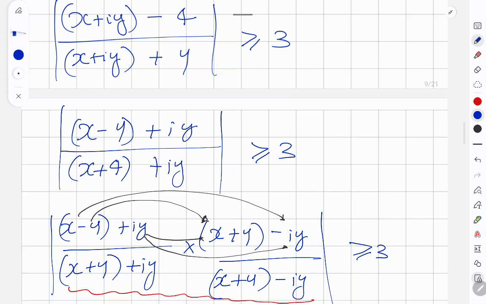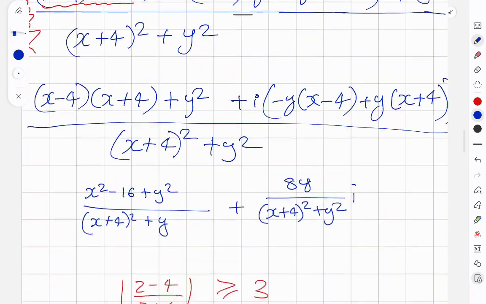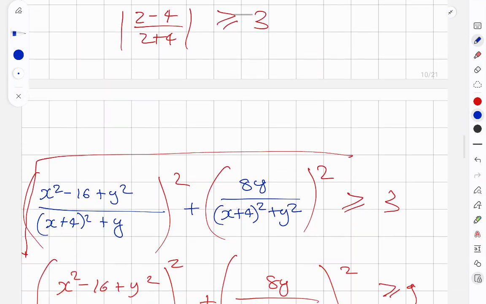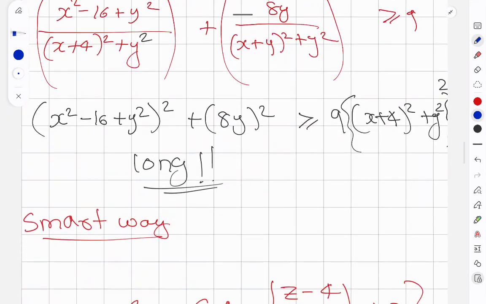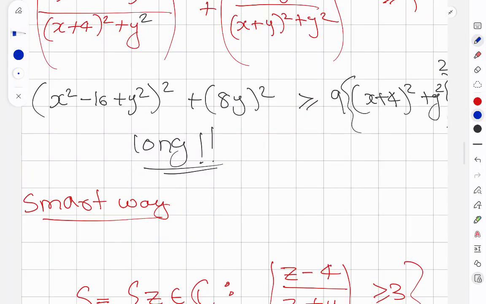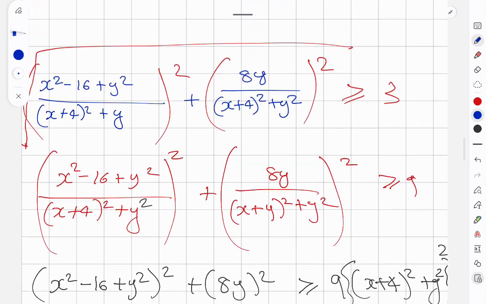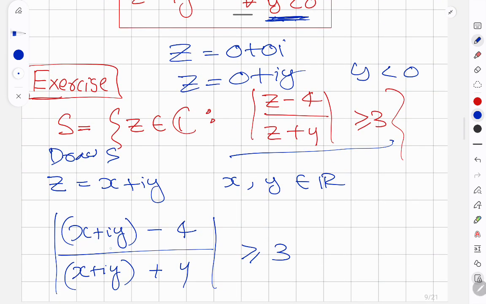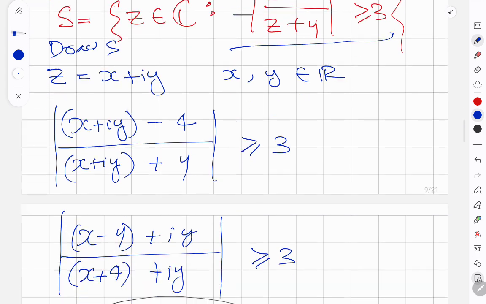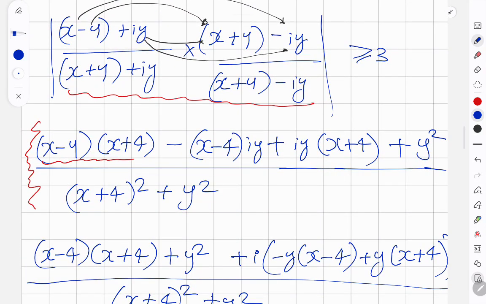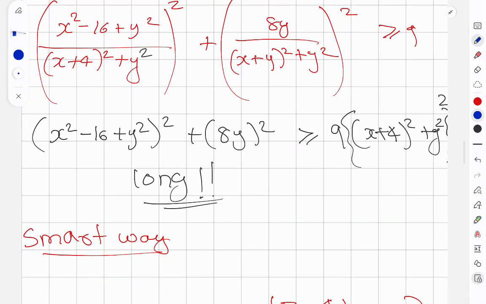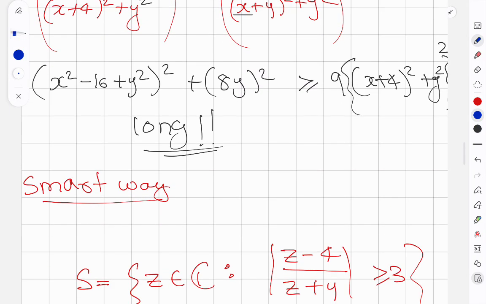Then when I was trying to get the real part and imaginary part, I ended up with these big terms, so it's too long. So I said, okay, now you have to think of something else. When you just put x plus iy, you get such big formulas. But in the exam we should solve it this way.